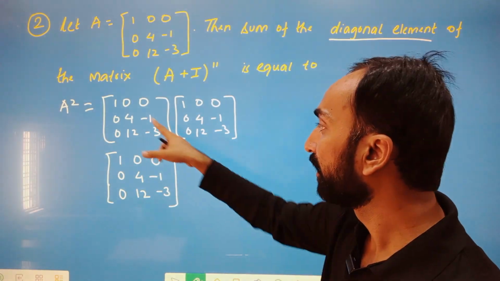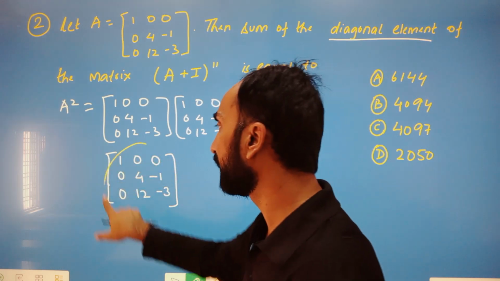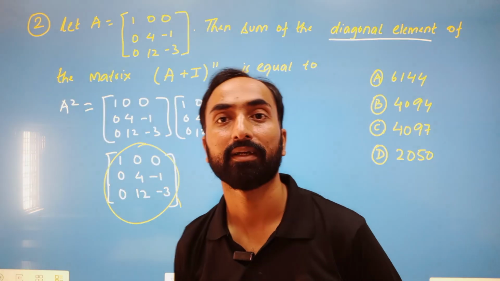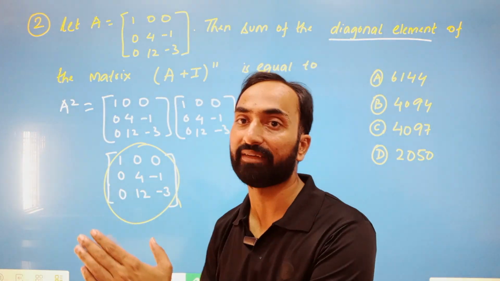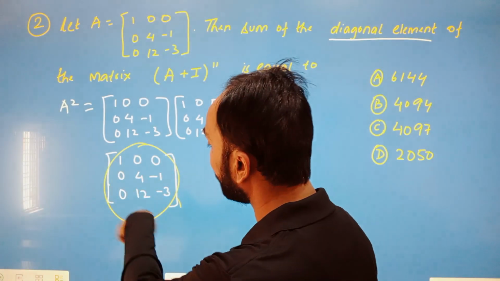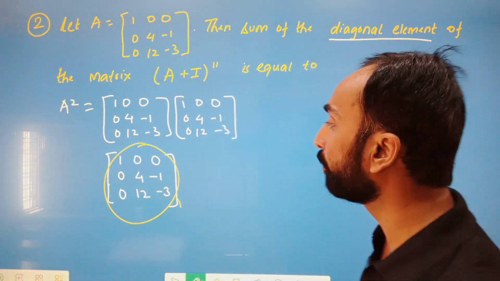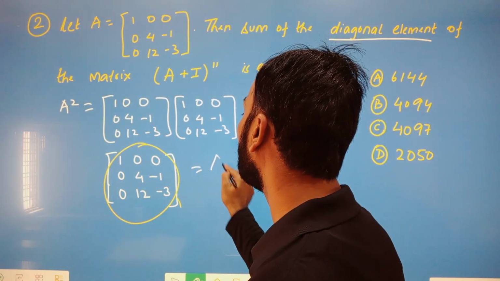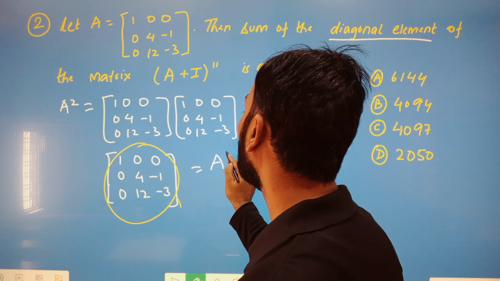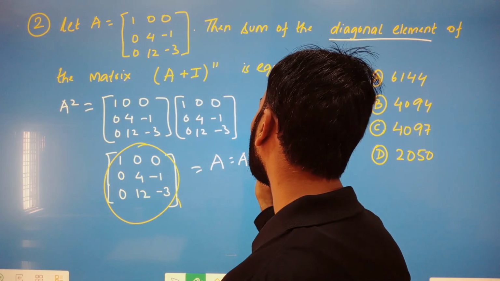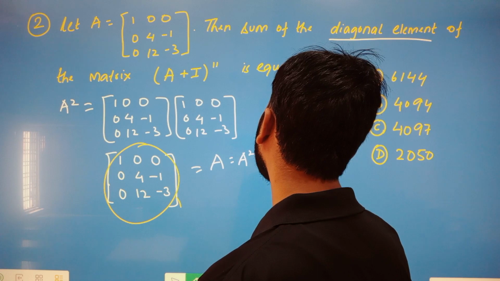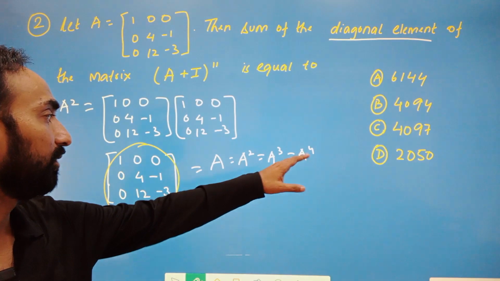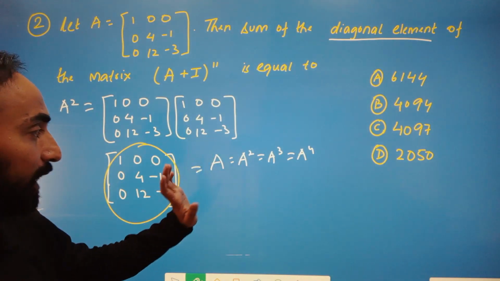Let's observe something. What we got as A square is just similar to A only. Although we have multiplied matrix A with matrix A, we are getting the same thing. So it means that no matter how many times we multiply the matrix, the result will always be the same. I can write the observation as A equals A square, A cube, A to the power 4 and so on. Any power of A is equal to A only.